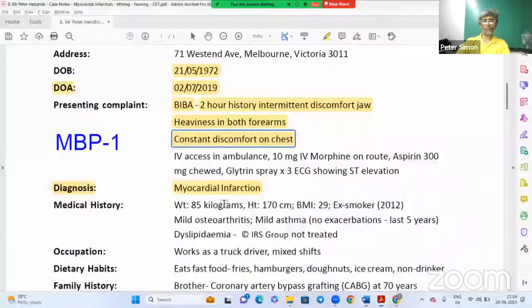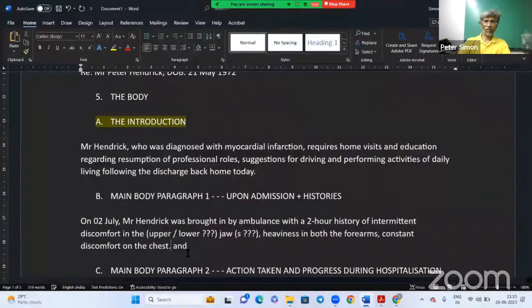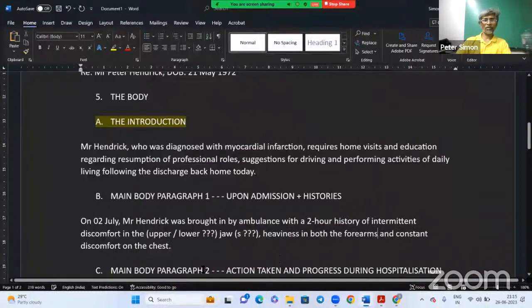And the last point is this one. Not here, here full stop. And constant, so you can remove the comma here. The constant discomfort on the chest. So this is: was admitted on an emergency basis after being brought in by ambulance. You can write anything here, but brought in by ambulance is very clear. So let us write that. This is how you can write.